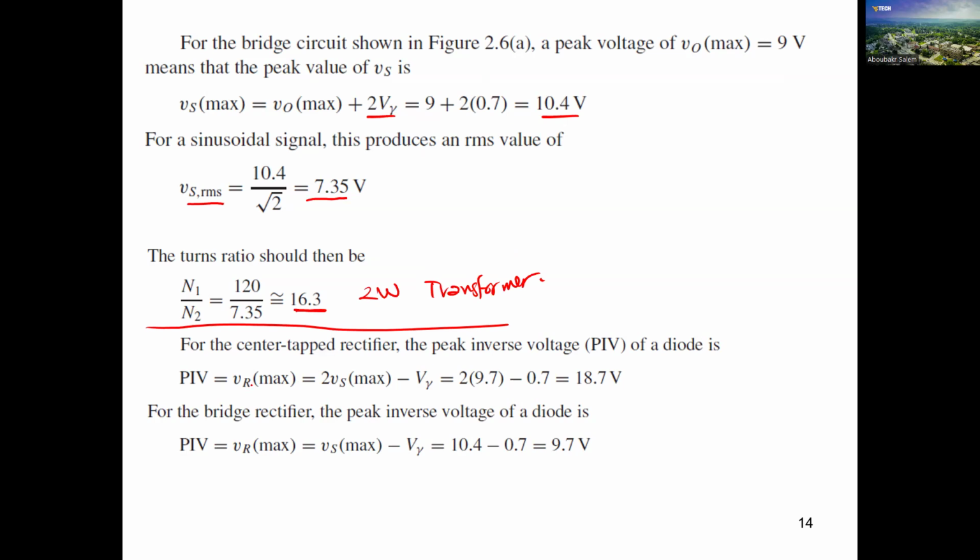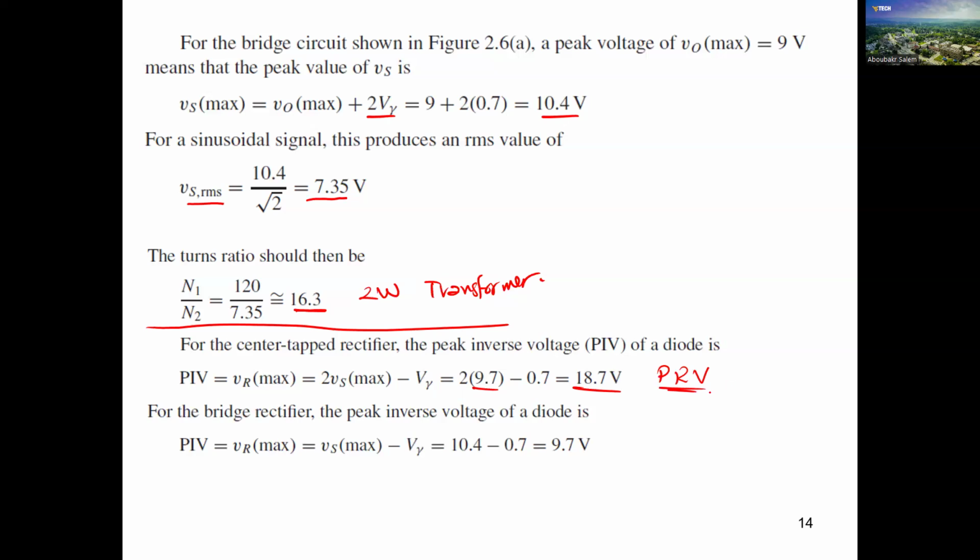Regarding the peak reverse volt. Now the peak reverse volt for the center tap, as we mentioned, guys, is going to be 2V maximum minus V gamma. So 2 times 9.7 volts, this is the maximum volt, minus 0.7, so this is the maximum volt across the diode. This is the peak reverse volt for the diode in the center tap configuration.